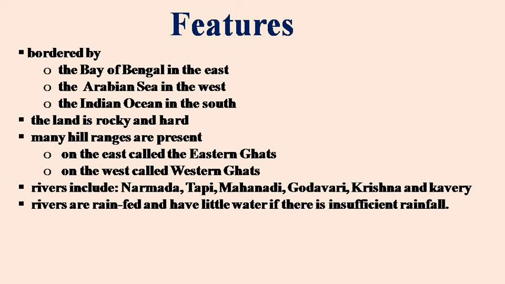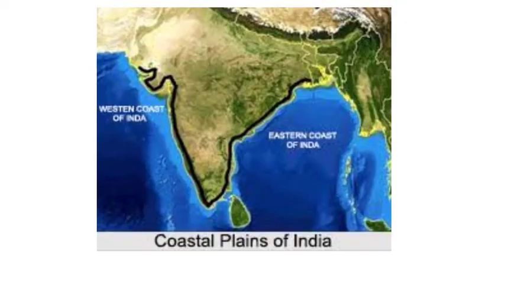There will be water only during rainy season in these rivers. In all the other seasons, most of the areas will be dry. Most of these rivers will be dried. And during rainy season, there will be sufficient water in these rivers. Now, let us study about the coastal plains.